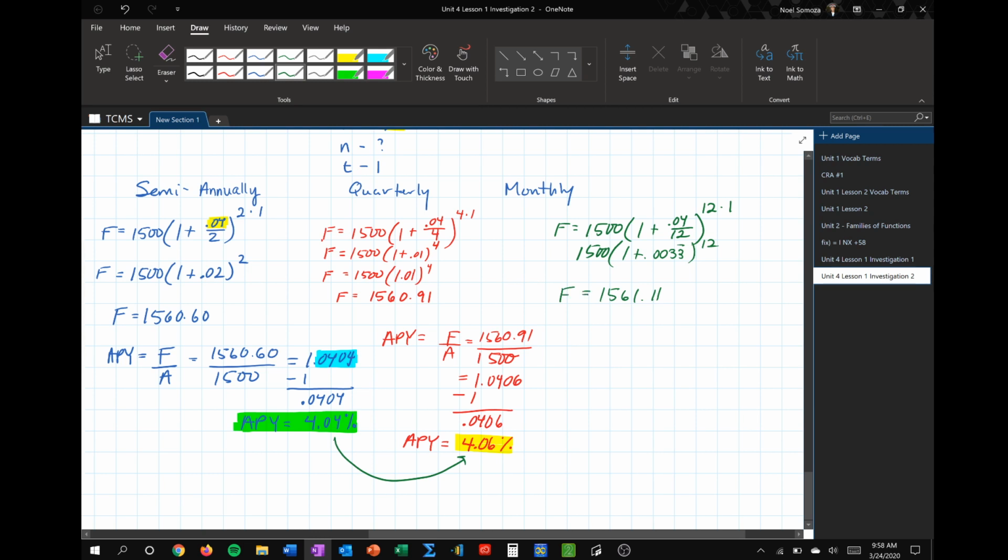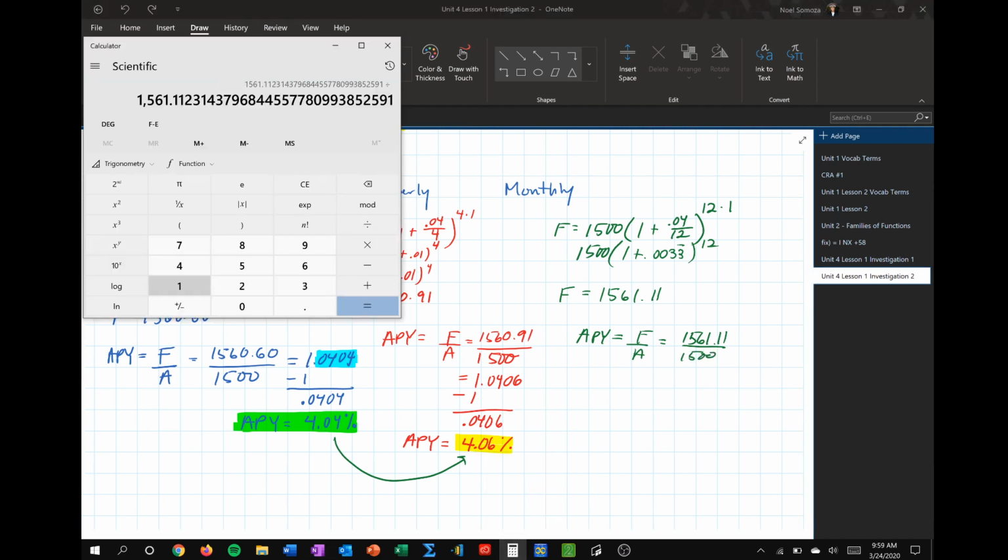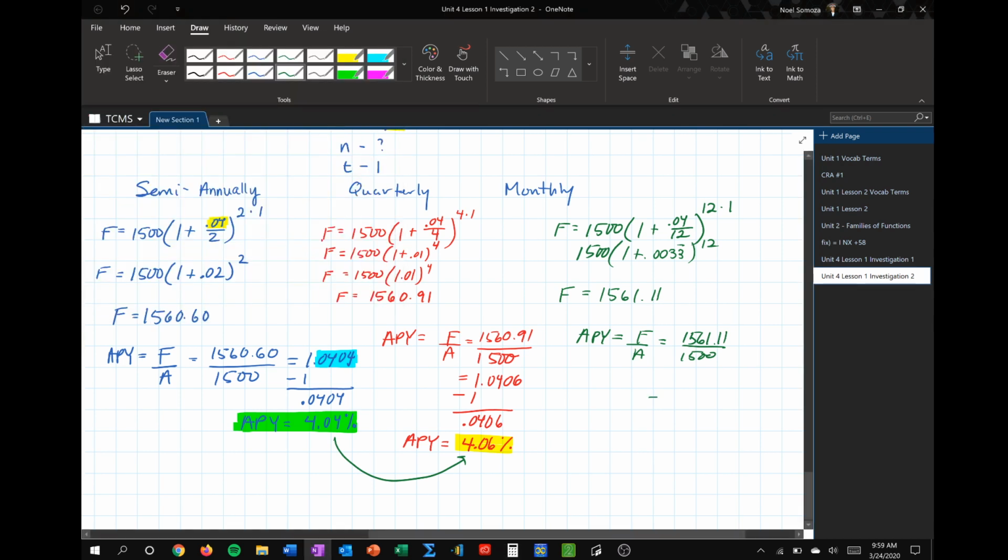Now we want to find the APY, the annual percentage yield. Go ahead and take the final value divided by the initial: 1561 with 11 cents divided by 1500. And we get 1.0407.